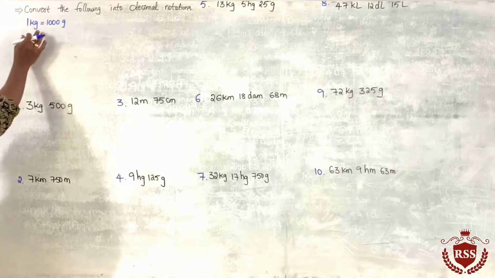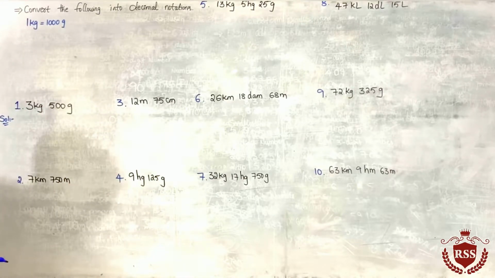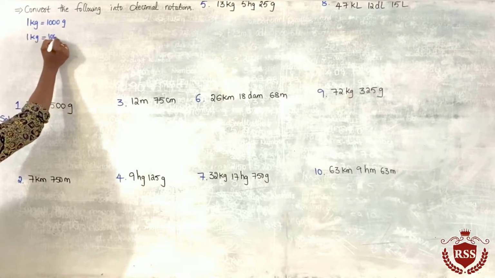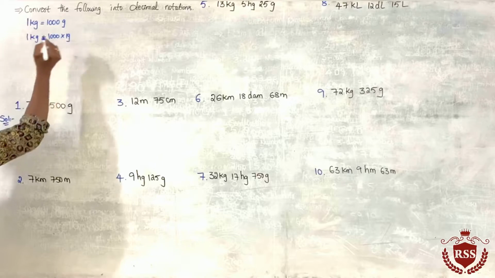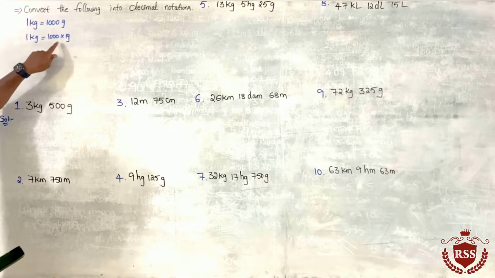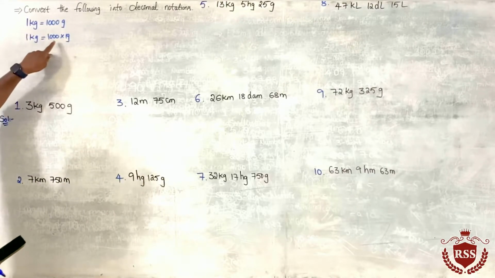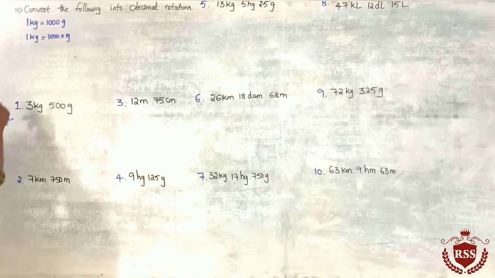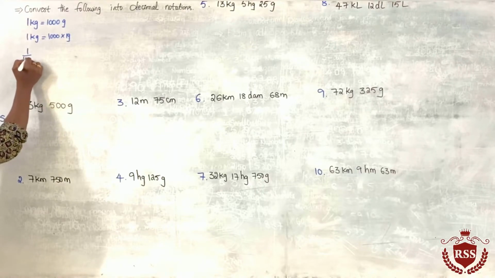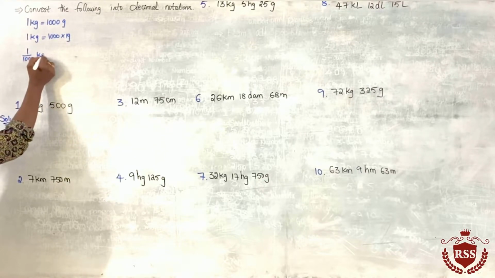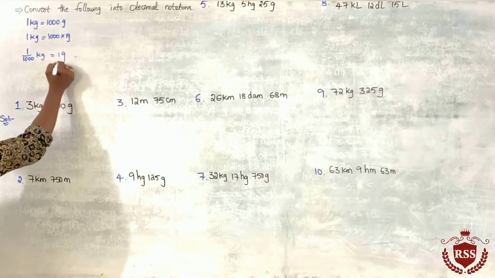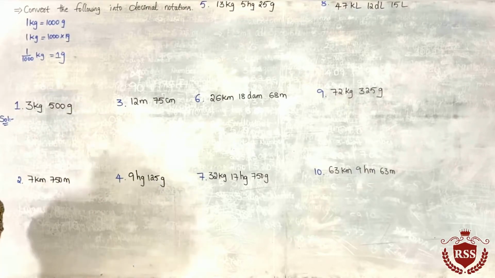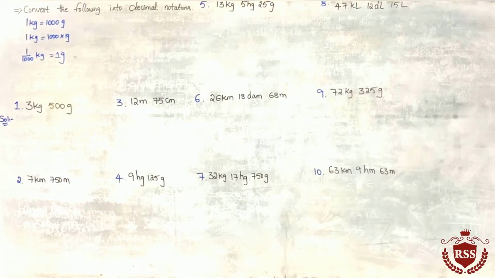Take this: 1 kilogram equals 1000 grams, right? So I am writing 1 kilogram equals 1000 into 1 gram. There is no change, it is 1000 grams only. But I need the 1 gram value, so 1000 will be transferred here. Then it will be 1 by 1000 kg equals 1 gram. So the 1 gram value is 1 by 1000 kg.